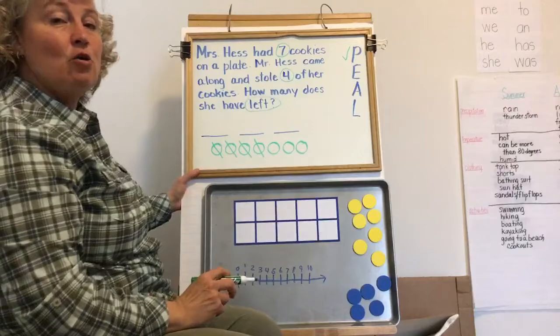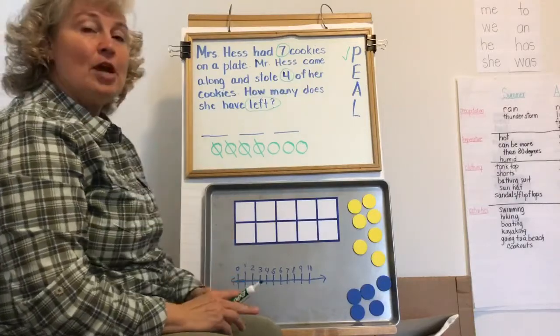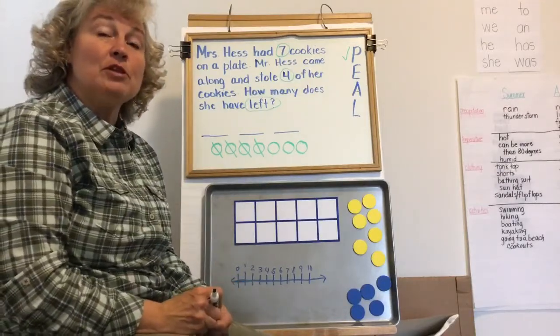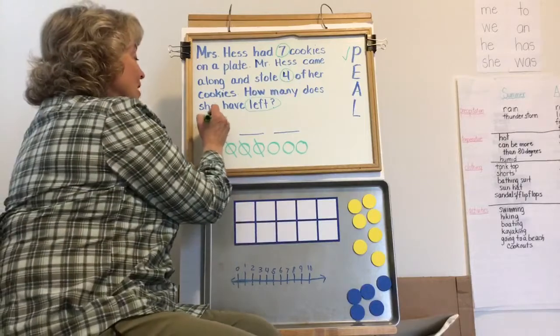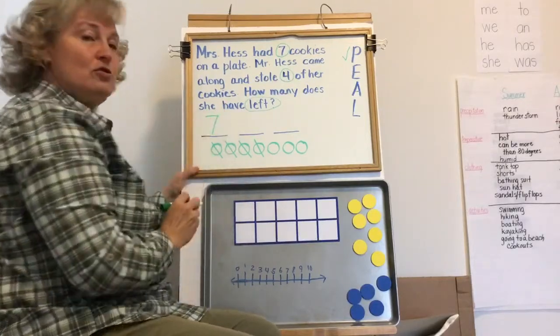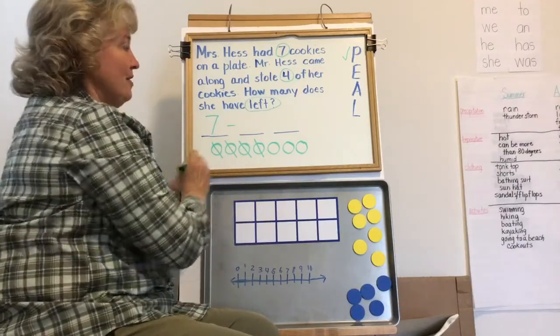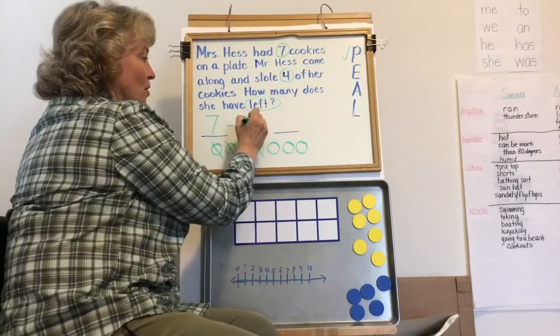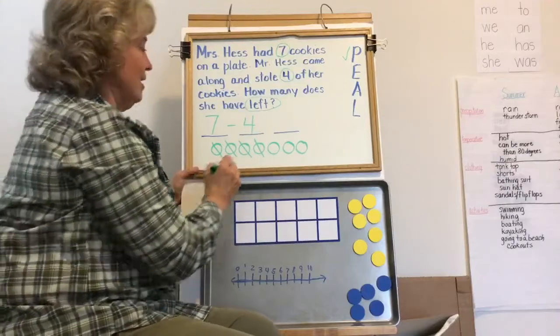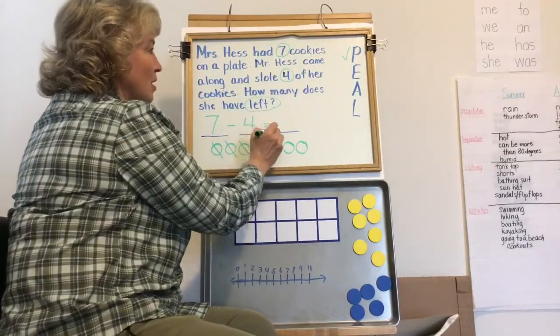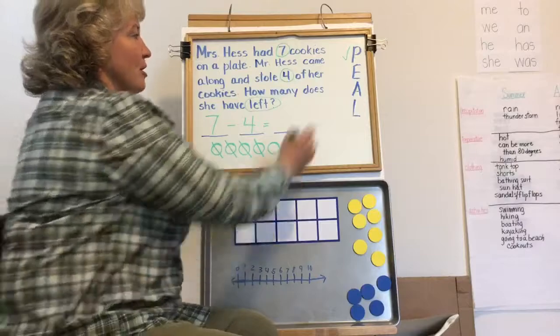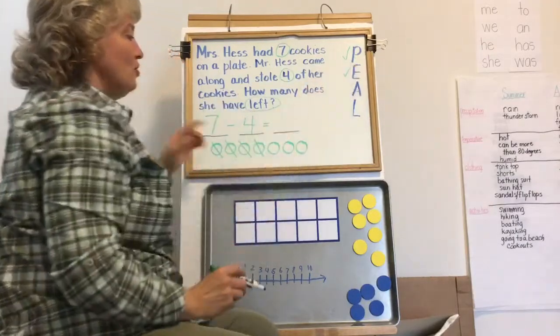I want to do my equation. So when I'm subtracting, I always have to make sure that I put the bigger number first. So my 7 is going to go first. And then I'm going to use my subtraction sign. 7 take away the 4 that Mr. Hess stole from me equals blank. So there's my equation.